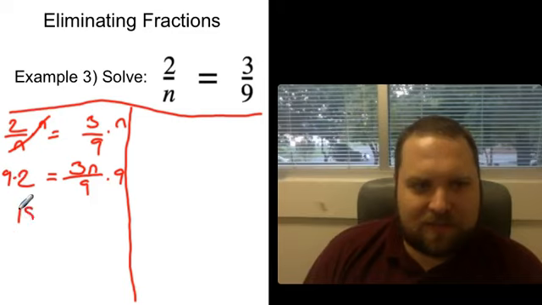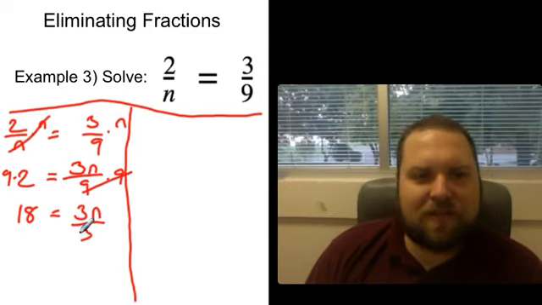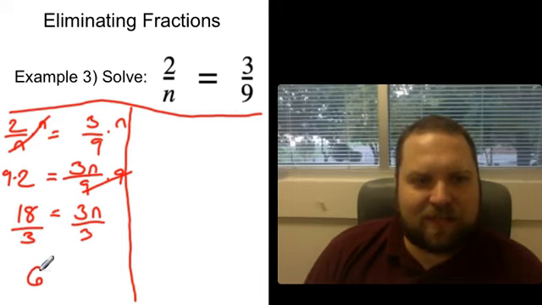9 times 2 is 18. These cancel out, and it leaves me with 3n. And now this is simply a one-step equation. I've got to get rid of the 3. And so I divide. 18 divided by 3 is, of course, 6. These 3's cancel. And lo and behold, n is equal to 6.